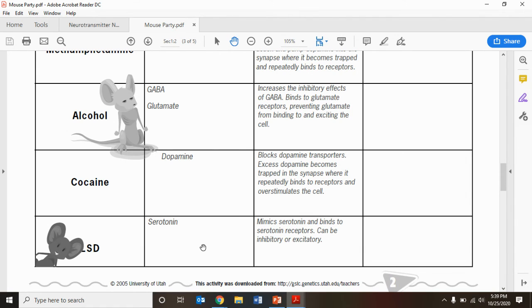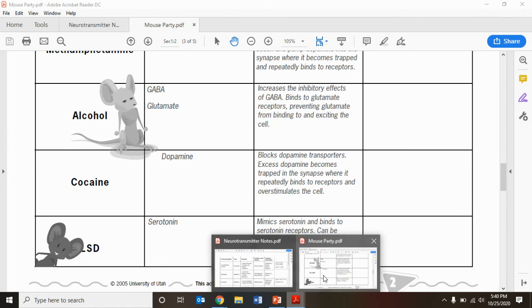So that was just to go over some of the drugs, what class they fall into, and what neurotransmitter they deal with. And like I said, when I do the neurotransmitter video, I'm going to refer back to each of these different drugs.